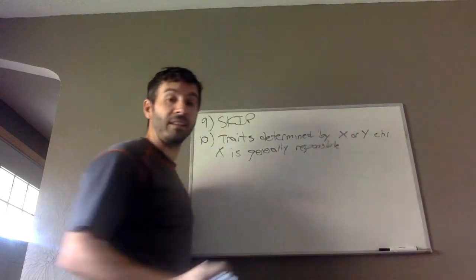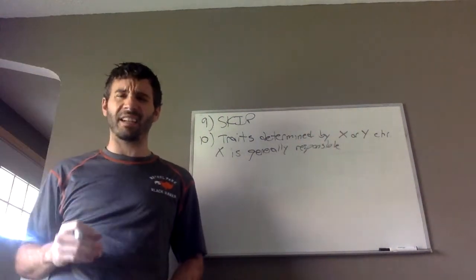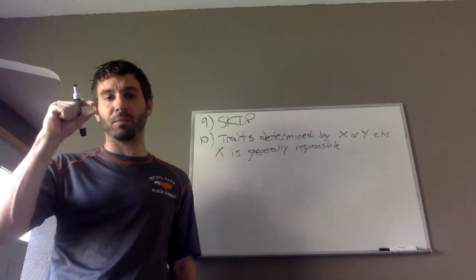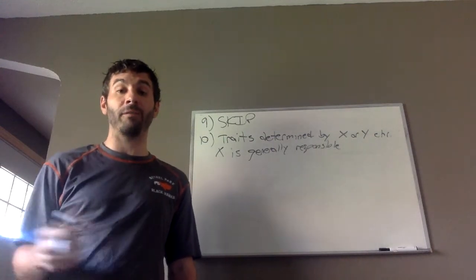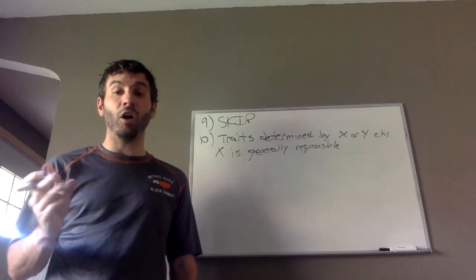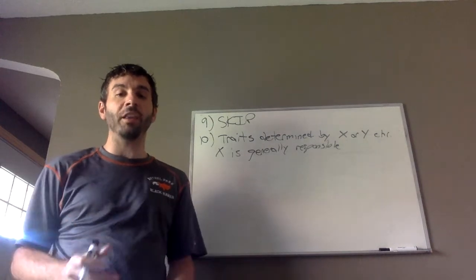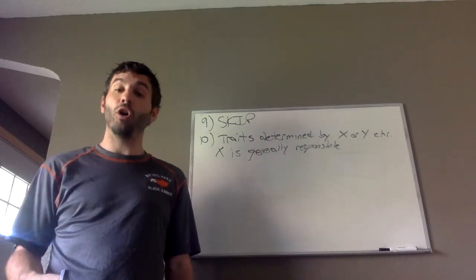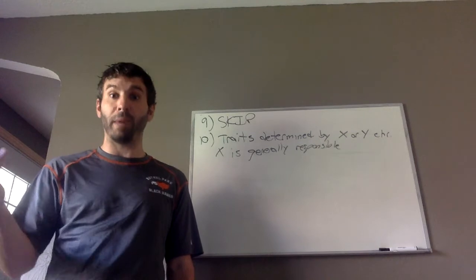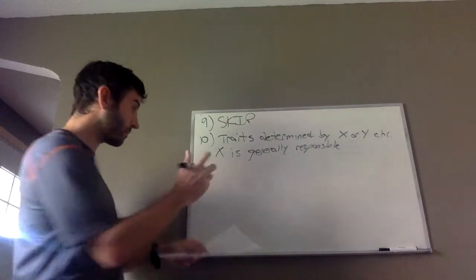The reason being is the X chromosome is really large. I think it's like 1,000 genes on it, and the Y chromosome is really tiny and only has about 100 or so genes on it. Also, every single person on the earth has an X chromosome. You need it to live. Only 50% of people, males, have a Y chromosome.